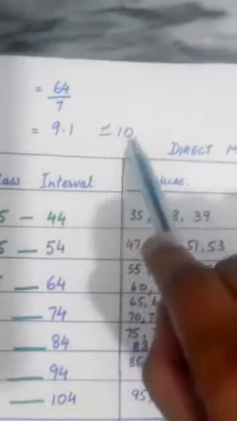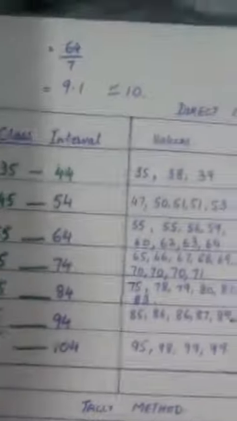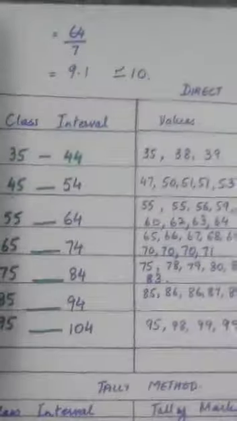When you subtract, you will get the answer 64 here, and when you divide it by 7, the answer is 9.1, which is approximately equal to 10. As it was already given in the question that the class interval is 10, from this solution we have proved that the size of class interval is 10.